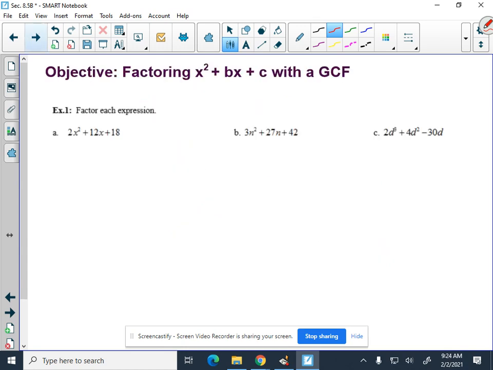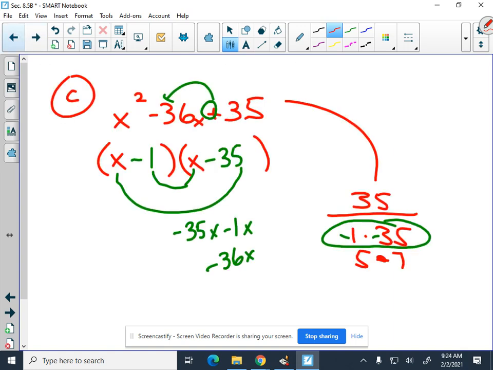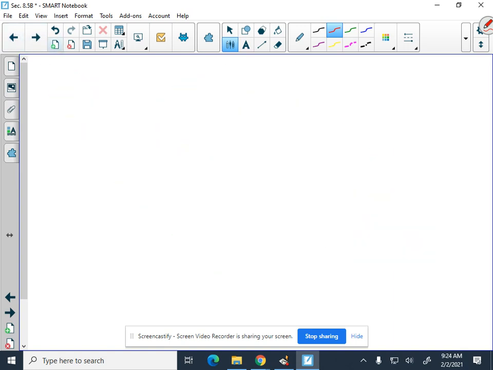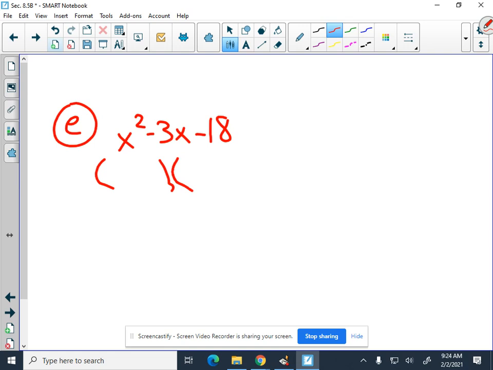All right. So now, let's do one more from yesterday, because sometimes we have ones that are negative, like in E. X squared minus 3x minus 18. X times x. They have to multiply and become 18. All the ways to get 18: 1 and 18, 2 and 9, 3 and 6.